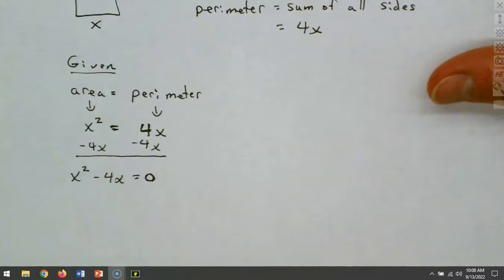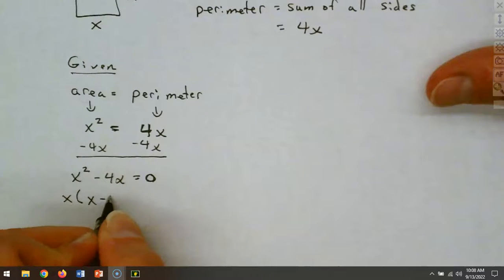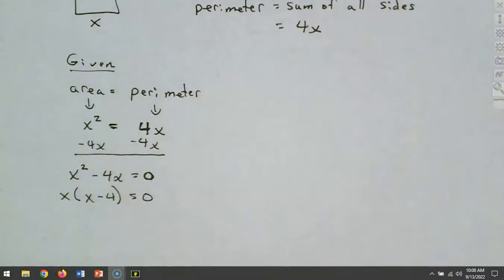On the left-hand side, what's in common? Okay, so an x can come out. And that leaves you with an x minus 4, and that still equals 0. So pretty simple to factor.